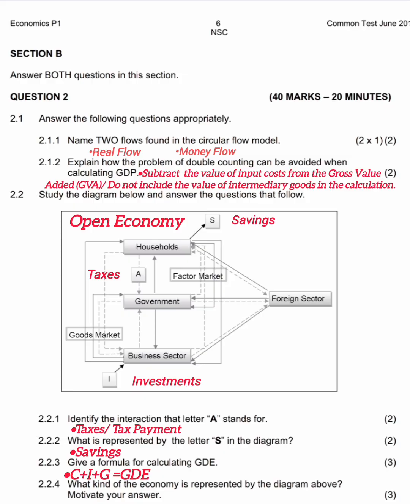And then they ask, what kind of economy is represented by the diagram above? As I've explained above, this is an open economy. Why is it an open economy? As I just said, because it has the foreign sector. So we know that the foreign sector is included in the open economy, right? Then we are done with that one.